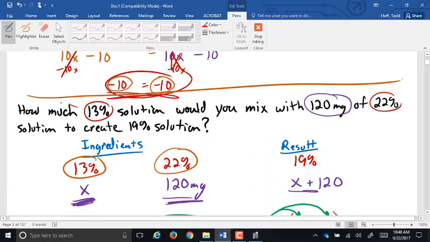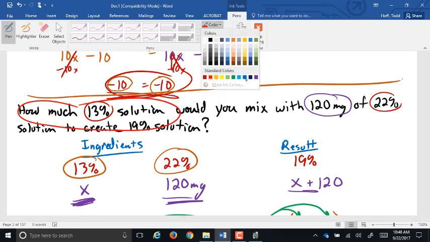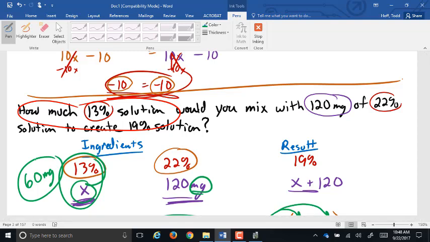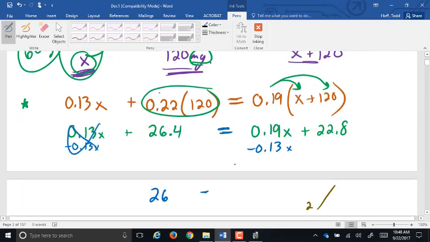Now we do have to make sure we go back and answer the question. The question was, how much of the 13% solution? Does x describe the amount of the 13% solution? Yes, it does. This was in milligrams, so this 60 is also going to be in milligrams. So it's 60 milligrams of the 13% solution. Any questions on that example? Okay, we are going to do a couple more examples of it.